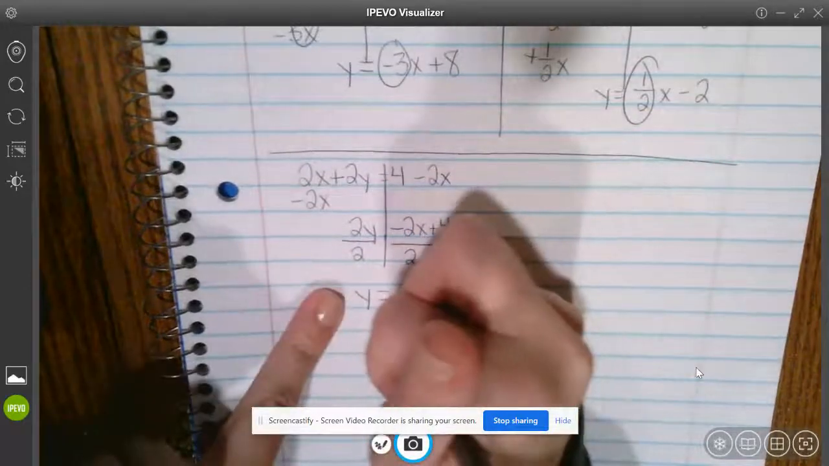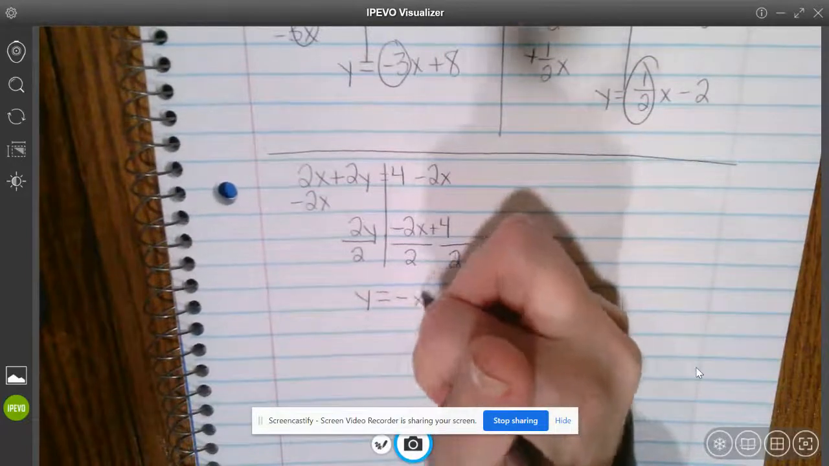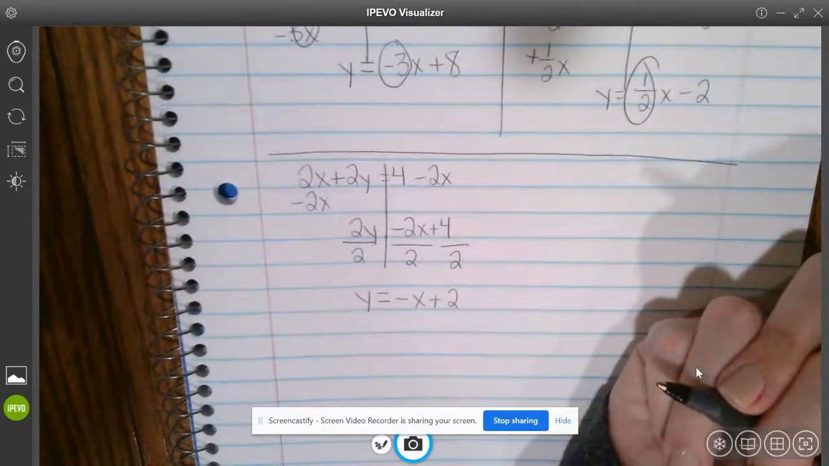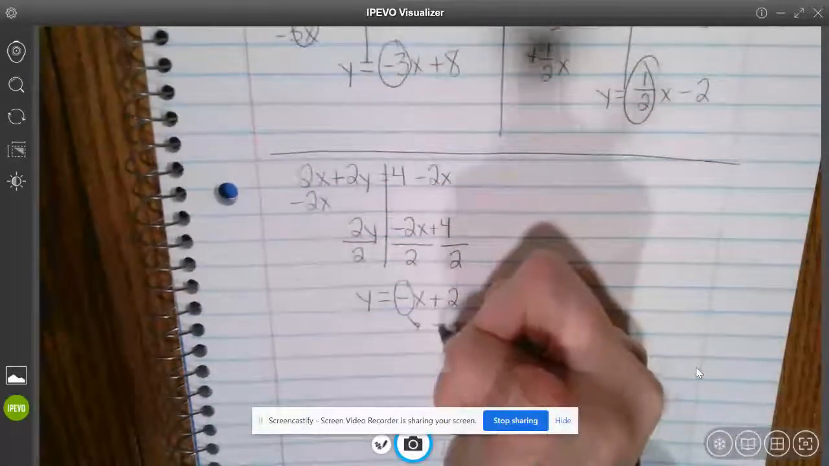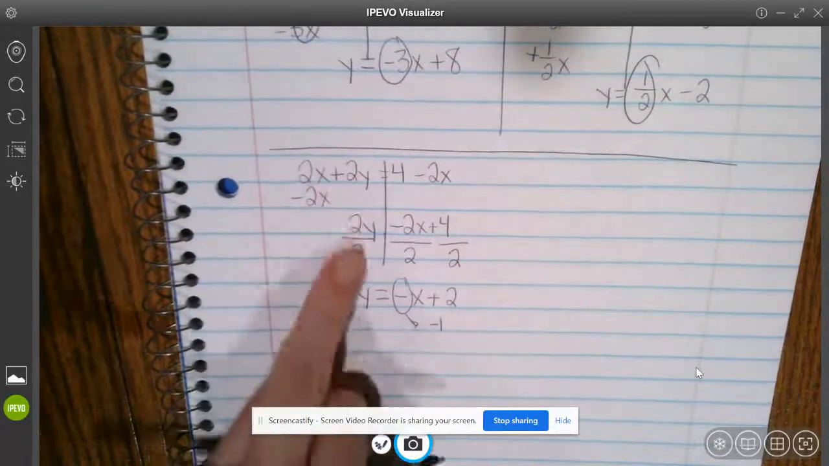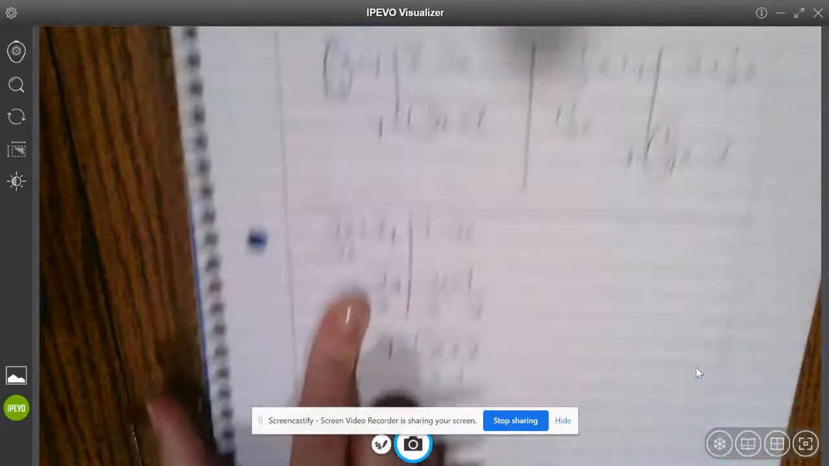That's just a y now. Negative 2 divided by 2 is just a negative 1. And that would turn into 2, because 4 divided by 2 is 2. So my slope on this one is a negative 1. So if your y isn't alone, like it was up here, where it was all alone, then you have to divide for your last step.